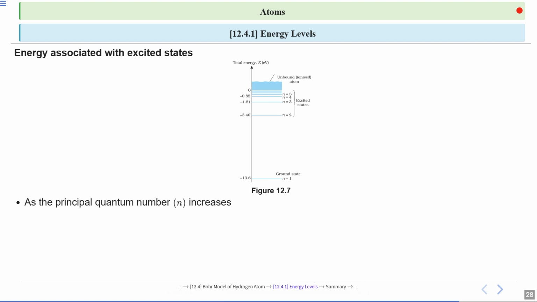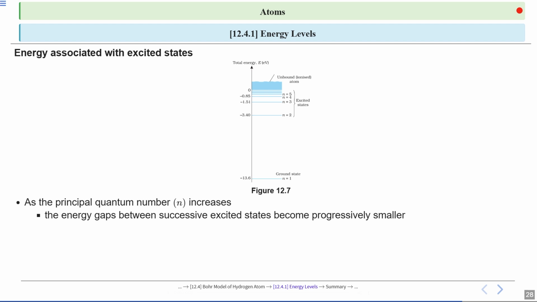As we look at the principal quantum number, which we call n, remember that n tells us which energy level an electron is in. For example, n equal to 1 is the ground state, n equal to 2 is the first excited state, and so on. As n increases, the electron is farther from the nucleus and has more energy. Notice how the energy gaps between these higher energy levels become smaller as n increases. That means the difference in energy between, say, n equal to 3 and n equal to 4 is less than the difference between n equal to 1 and n equal to 2.